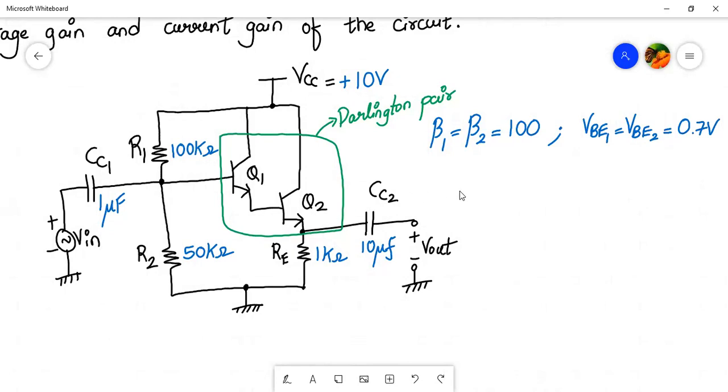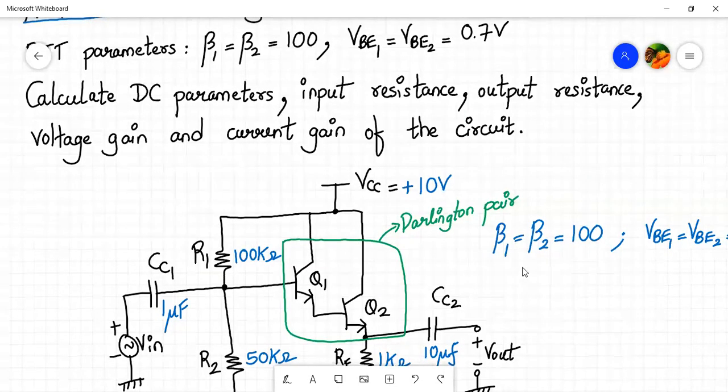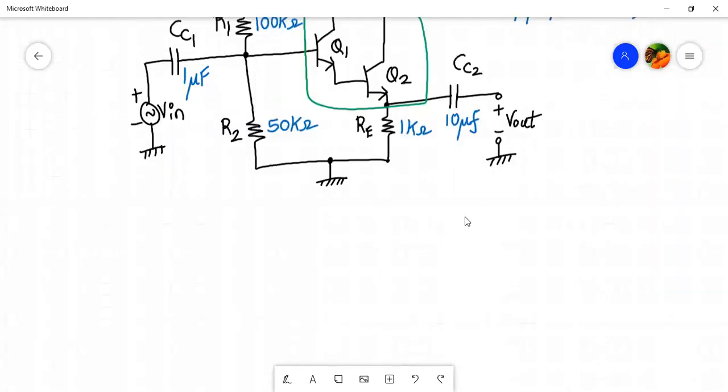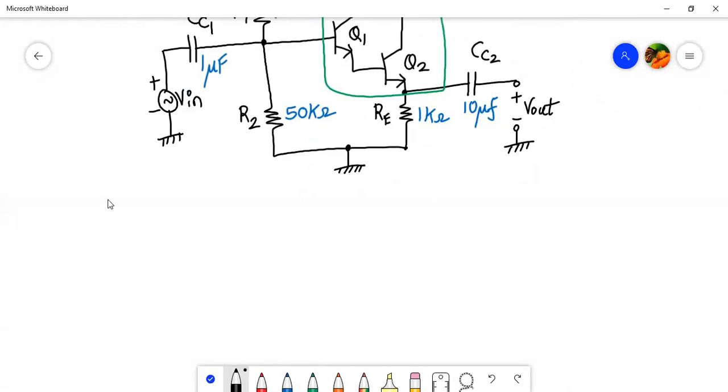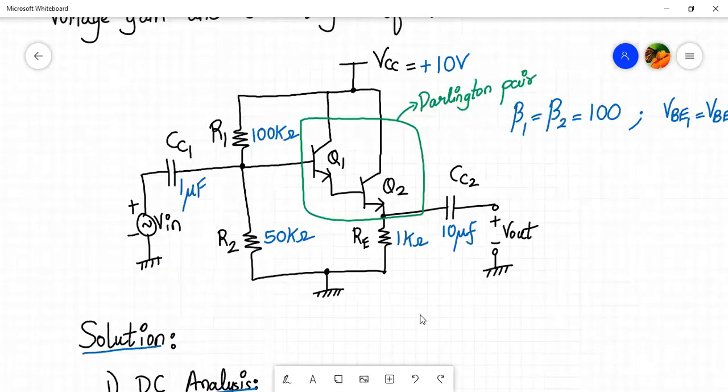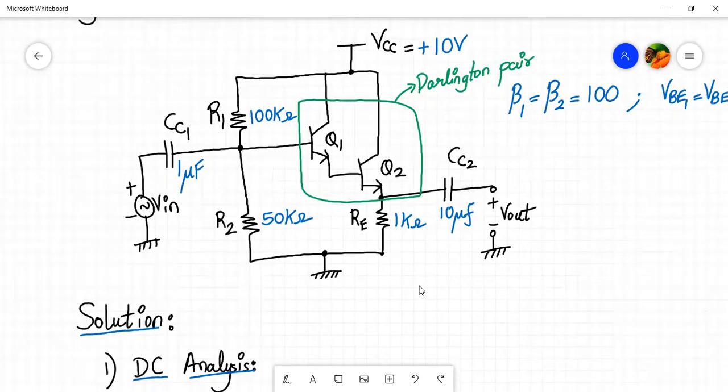Now, first we have to calculate the DC parameters. That means we have to calculate the various terminal currents and the voltages. So let us start with the solution. First we'll apply the DC analysis and find out the values of the DC parameters of the circuit. So what's the requirement for DC analysis? The requirement for DC analysis is that all the capacitors in the circuit will behave as an open circuit.